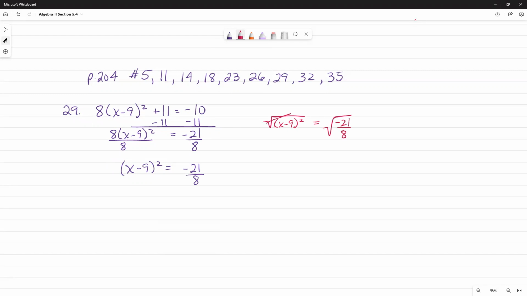All right, so obviously on this side, our goal is isolating the squared term. The square root cancels out the squared, they're inverse operations. So we're left with x minus 9 on the left. And then on the other side, I'm going to go ahead and split my radical. So I have the square root of negative 21 over the square root of 8. So this is the side we want to simplify.